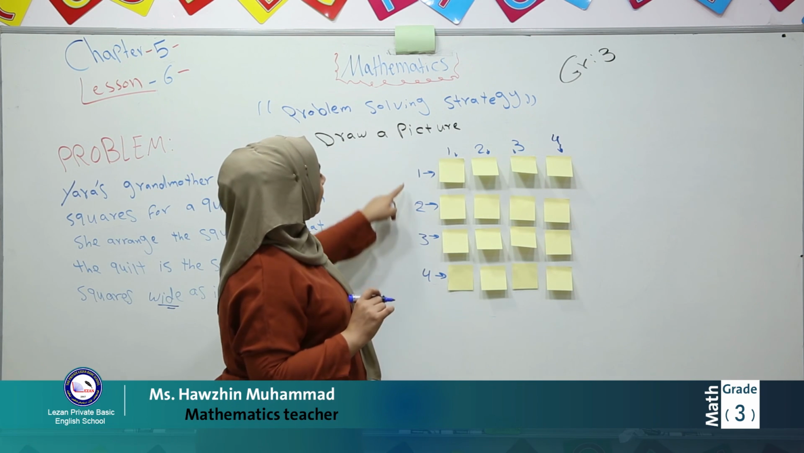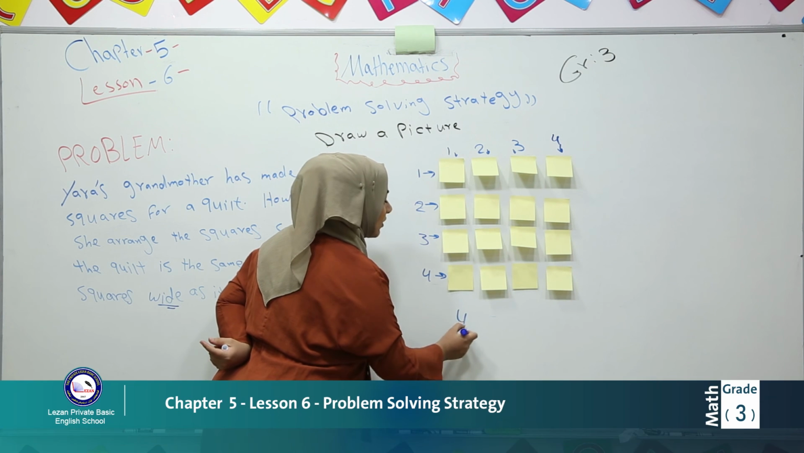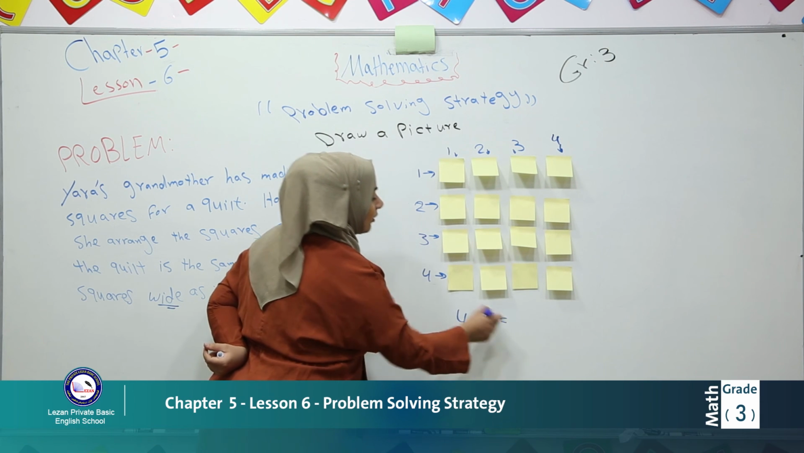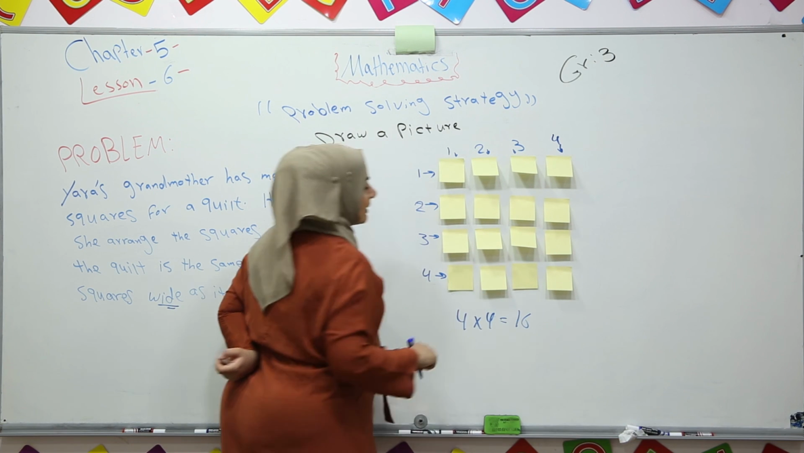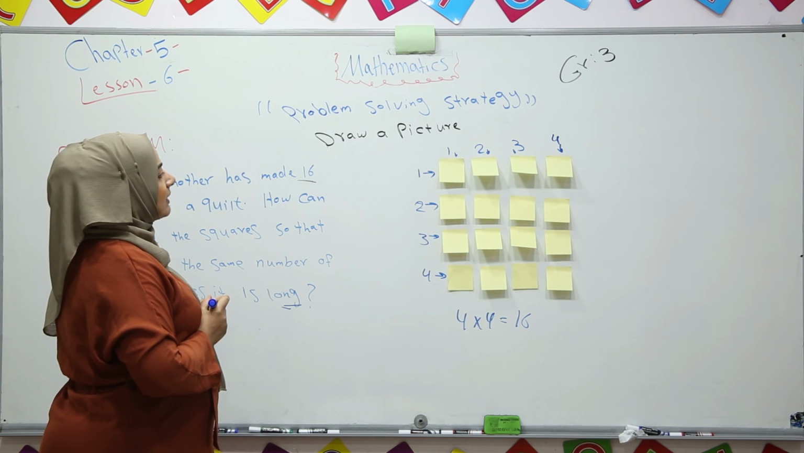Okay, look at here. We have 4 rows with 4 columns. So it is 4 times 4 equals 16. Okay, it is 4 times 4 equals 16.